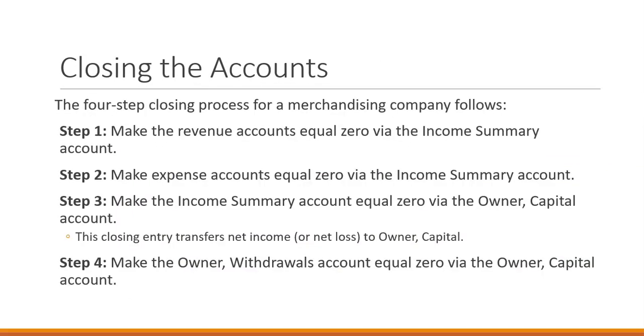Much like all revenue and expense accounts, cost of goods sold is an expense account, and it must be closed at the end of the accounting period. It's very similar to the closing process that we looked at in chapter 3, except that we also need to close cost of goods sold. That is one of the expenses that gets closed to income summary as part of the closing.